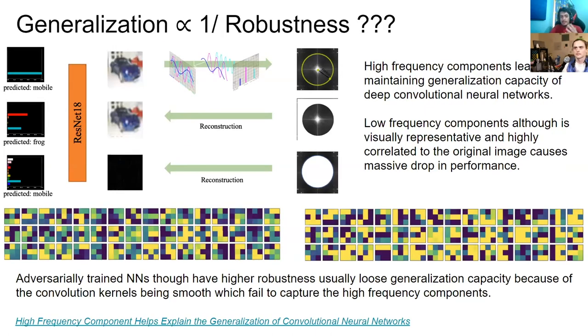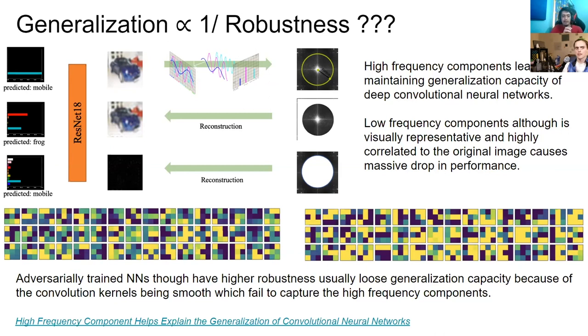So why are we discussing adversarial robustness? It is because there exists this notion that generalization is inversely proportional to robustness. Usually neural networks which are adversarially trained with adversarial samples incur a cost: they go down in generalization capacity. So they lose a few percent of accuracy, but improve in terms of their robustness.